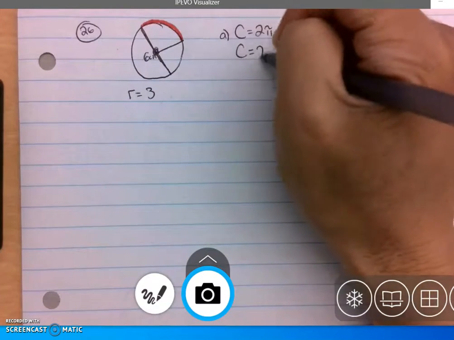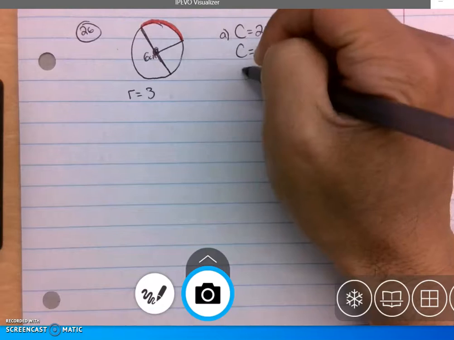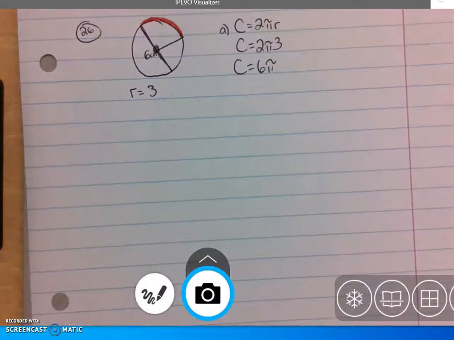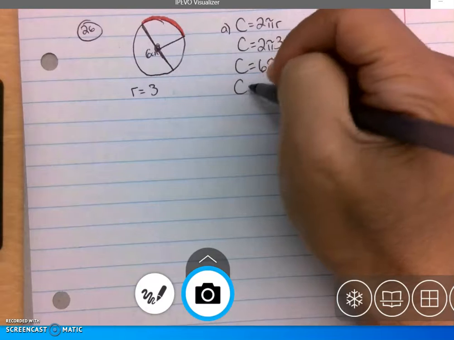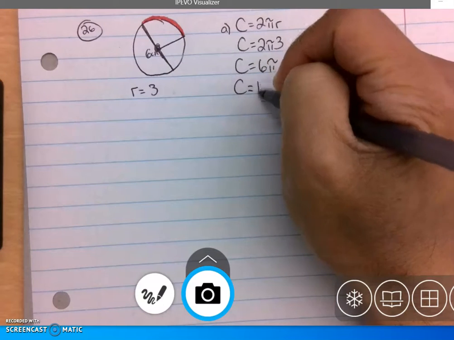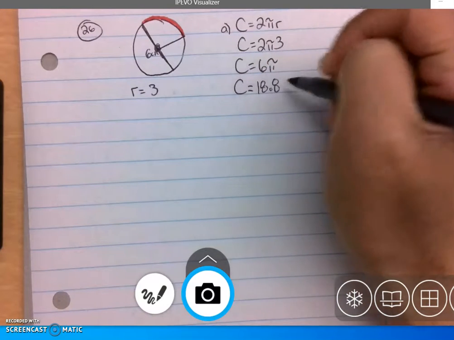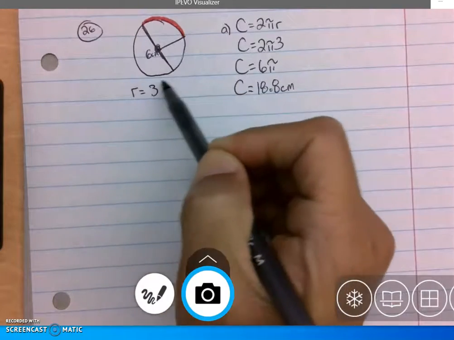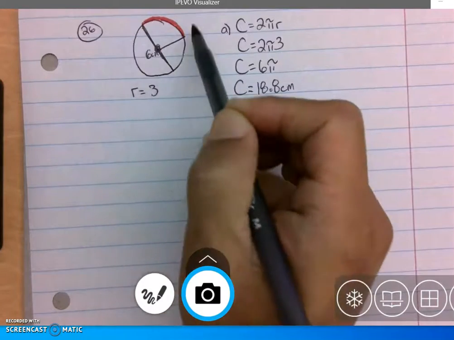So the circumference of this circle is 2 pi times 3, which is 6 pi. You can leave it like that, or you can multiply 6 times 3.14, 18.8. This happens to be in centimeters. So it takes 18.8 centimeters to go around this entire circle here.